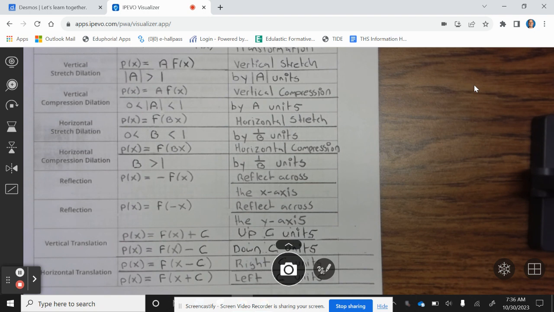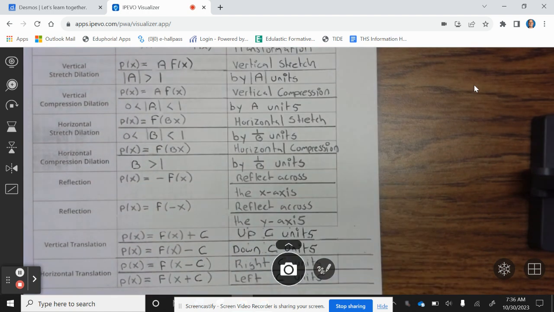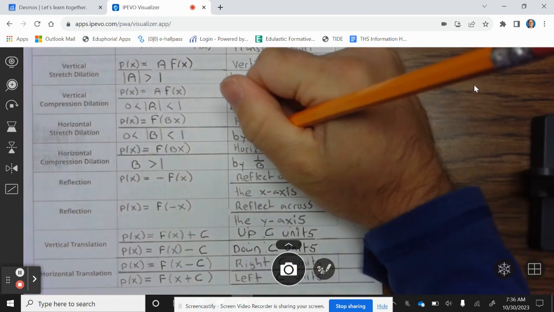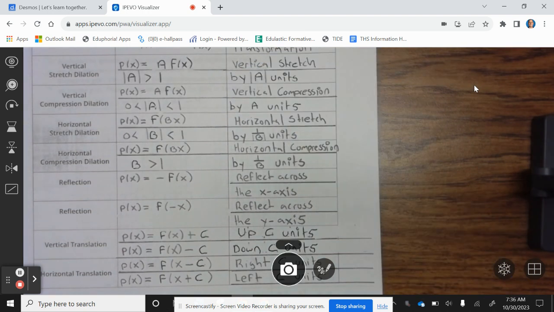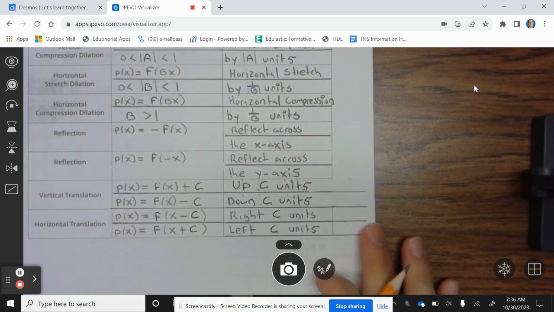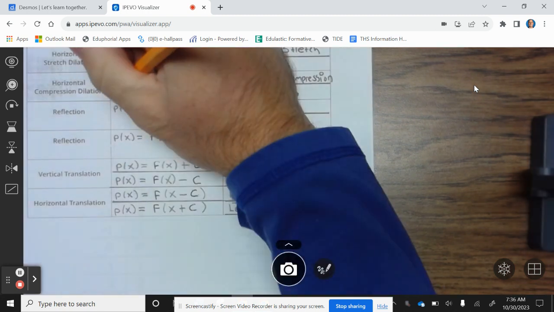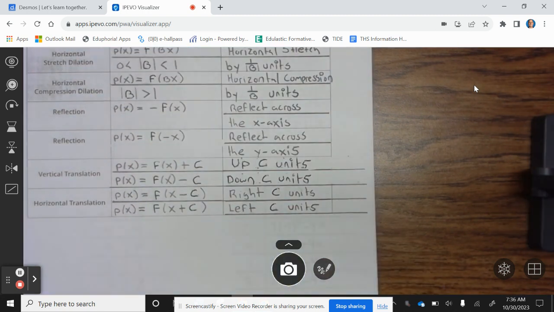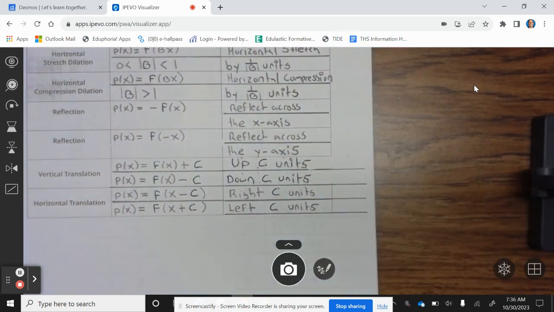Horizontal stretch or dilation. When p of x equals f parentheses b of x, 0 less than the absolute value of b less than 1. So horizontal stretch by 1 divided by the absolute value of b units. Horizontal compression dilation. When p of x is f parentheses b of x, the absolute value is greater than 1. That's a horizontal compression by 1 divided by the absolute value of b units.